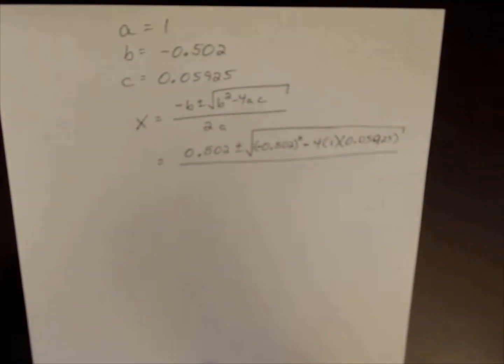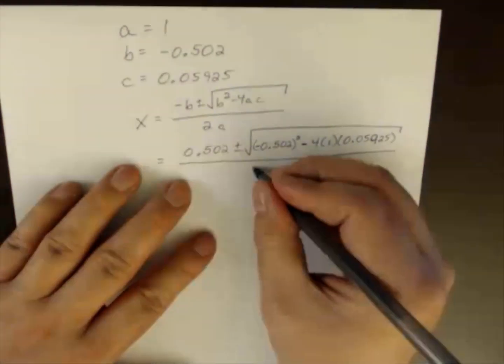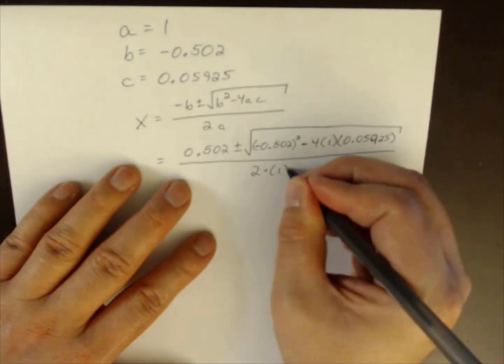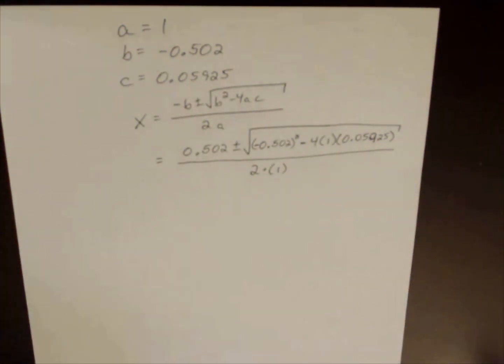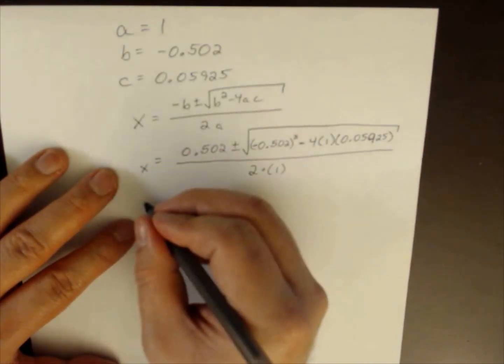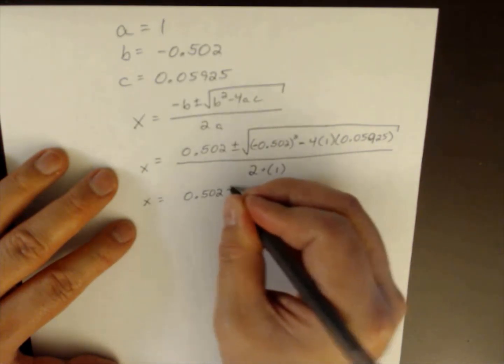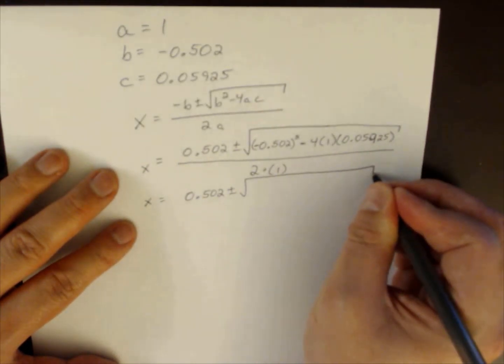With ICE problems, you always want to give yourself a lot of room, because you're less likely to make a mistake. And when you do make a mistake, which I do, so you will too, you can find it easier. Right? So x equals 0.502 plus minus the square root.